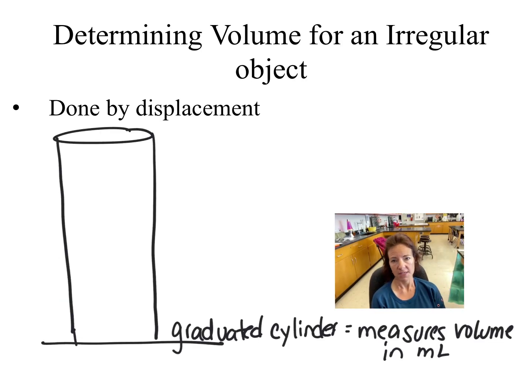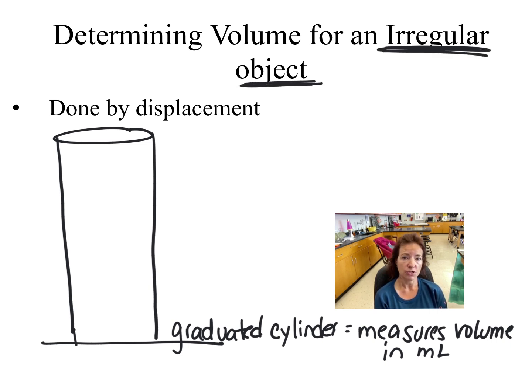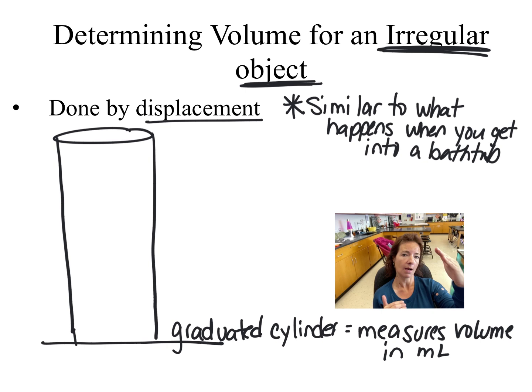Most of the time, the material that we're measuring the density of in the lab are not perfect cubes. So we're going to have to use the displacement method. So I'm going to draw some pictures here. Think about when you get in a bathtub. When you get into a bathtub, the water level goes up. That's because you are made of matter. You occupy space.